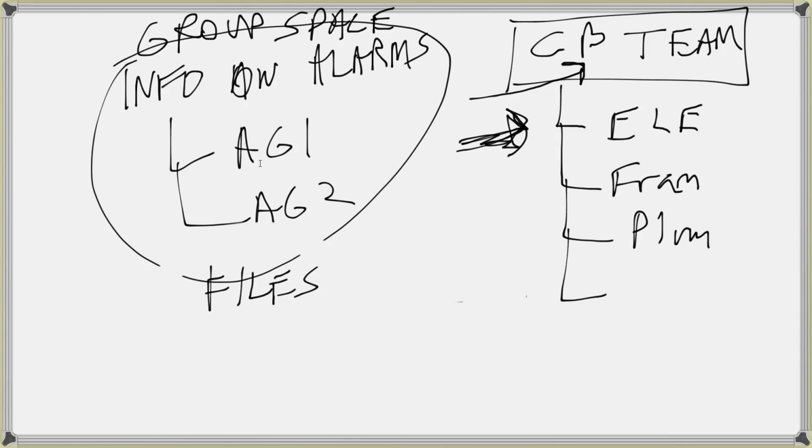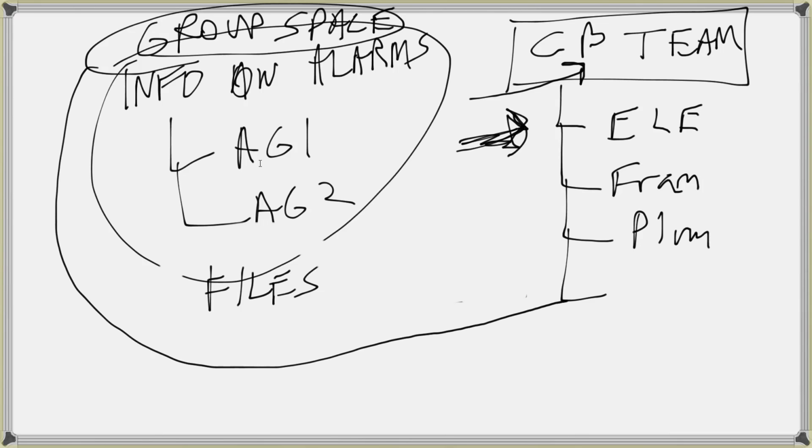I can just move this particular group space. I can take that group space with those folks in it and all that messaging and files and things like that and move it underneath my church building team. And I can rename it. Maybe I name it alarms. Right? And those guys come over with it too. Alarm guy 1 and alarm guy 2. Those 2 guys are part of that space.